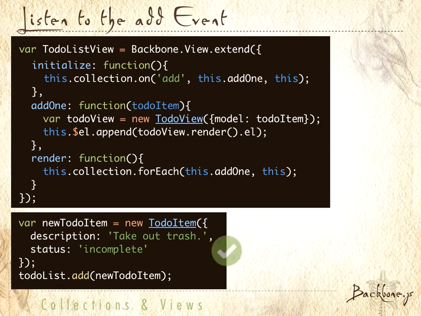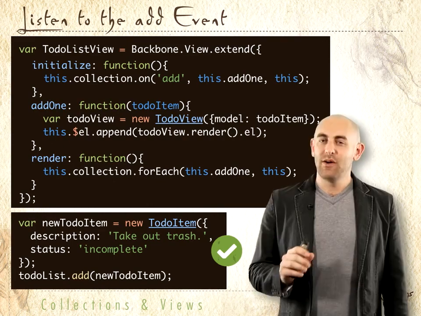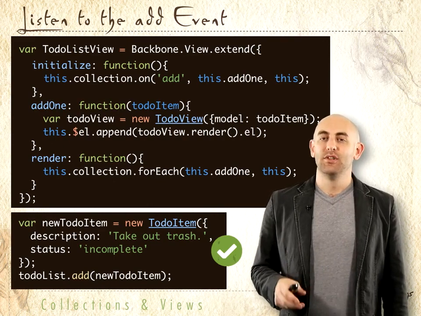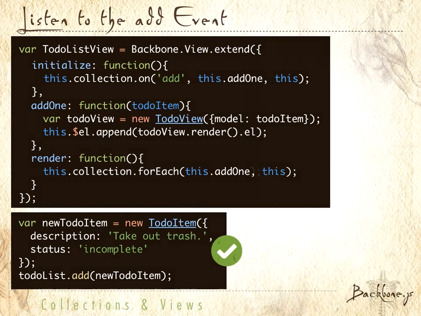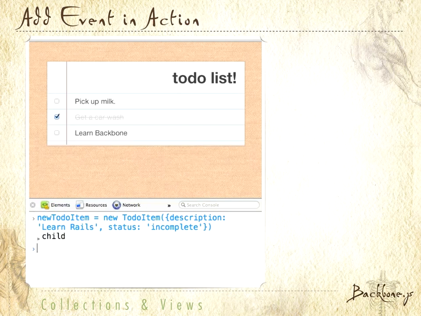And just like we did with the model views, we'll listen to the add event, and whenever that add event is triggered, we'll call the add1 function. And we won't forget our third parameter. Now when we add our new to-do item to the to-do list, our view will be updated. So now let's see that in action.